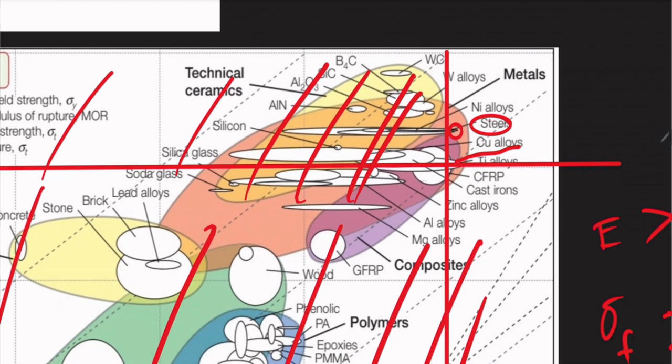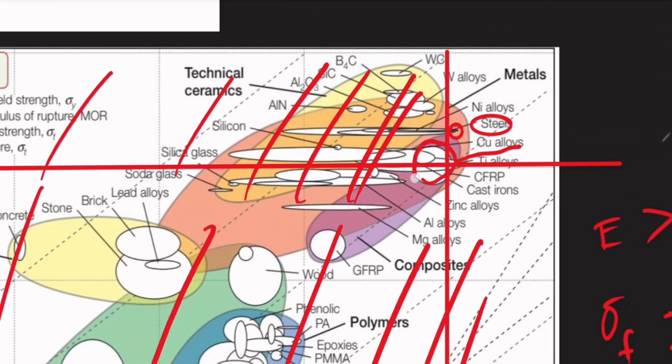Also, you can see CFRP. You can see the large circle for CFRP, carbon fiber reinforced plastic. Some parts of CFRP also pass this selection. So we have three materials that pass this selection: titanium alloys, steels, and CFRP.